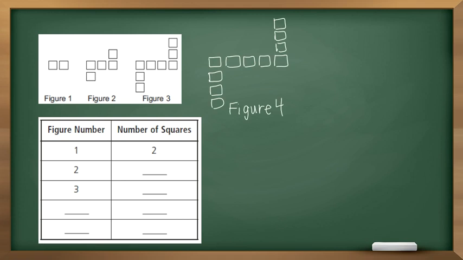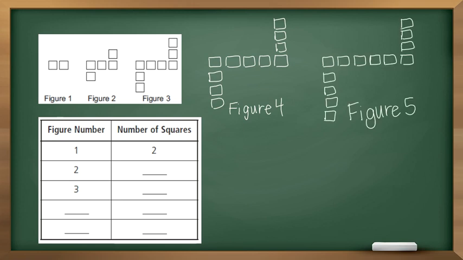So that's figure 4, and then I want to extend it to the next figure. So again, my pattern goes 2, 3, 4, 5. So the next one should be 6 in the middle, and I'm going to have 4 going up, 4 going down. And so that gives us figure 5.